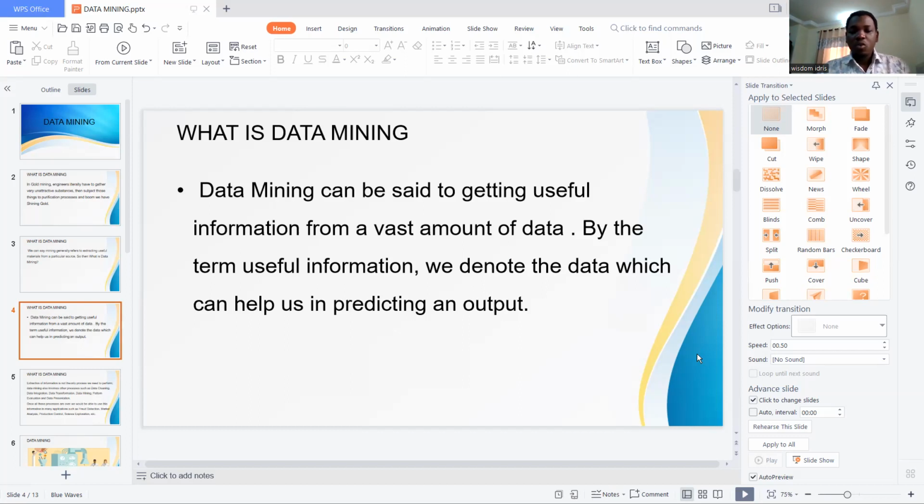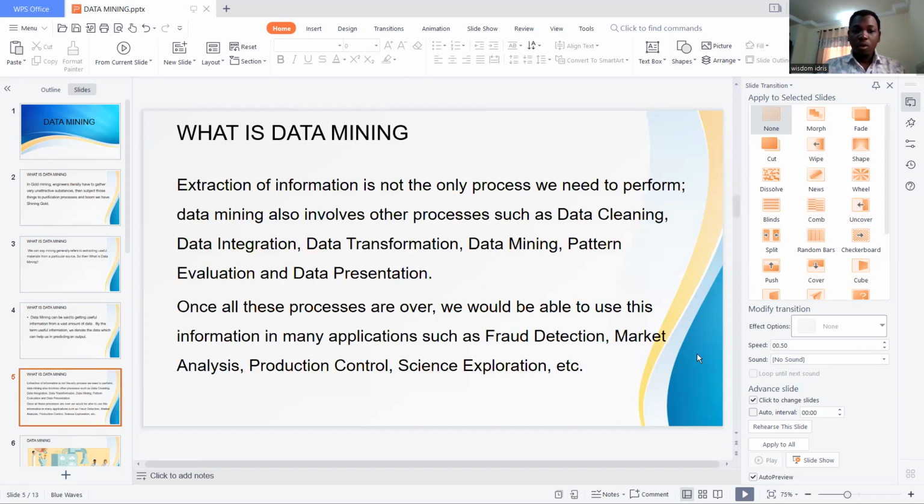So generally, it's about taking out data that is useful to you, that can help you make a conclusive decision, or give you a valid aspect of what you are looking for. Extraction of information is not the only process we need to perform. Data mining also involves other processes like data cleaning, data integration, data transformation, data mining itself, then pattern evaluation, and data presentation. Once all these processes are over, we'll be able to use this information in many applications such as fraud detection, market analysis, product control, and science exploration.